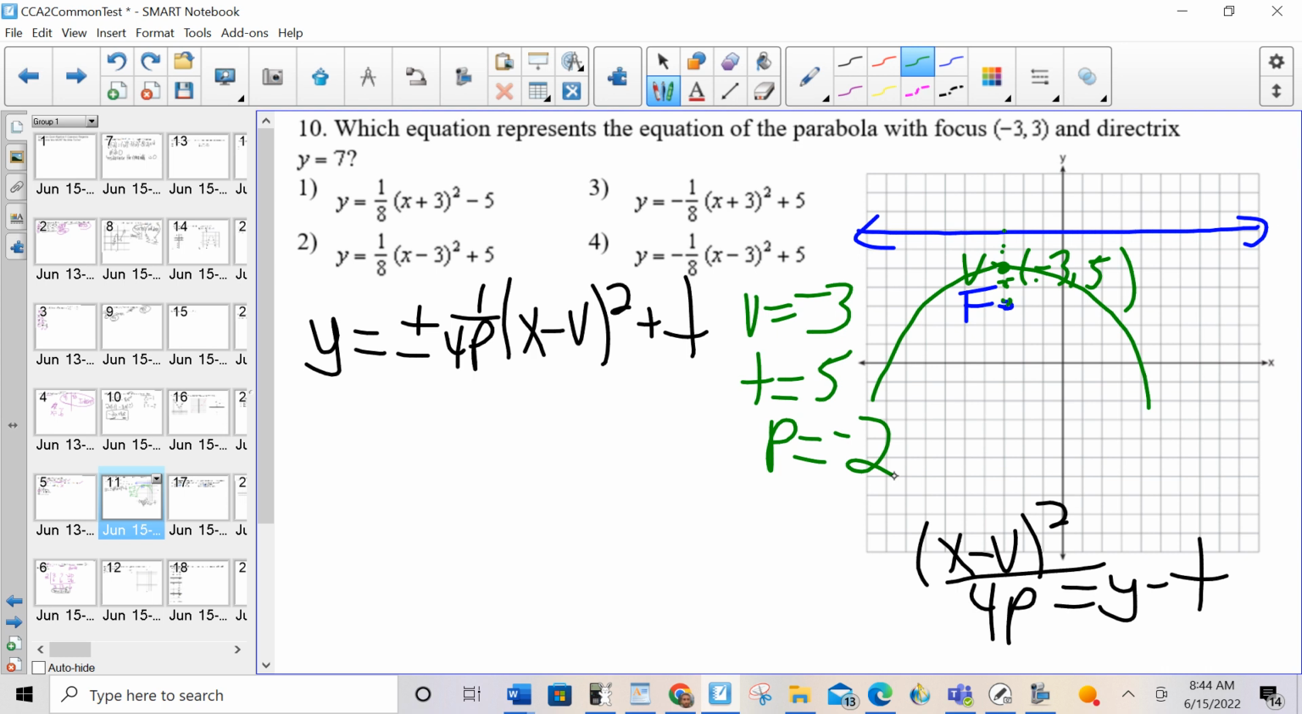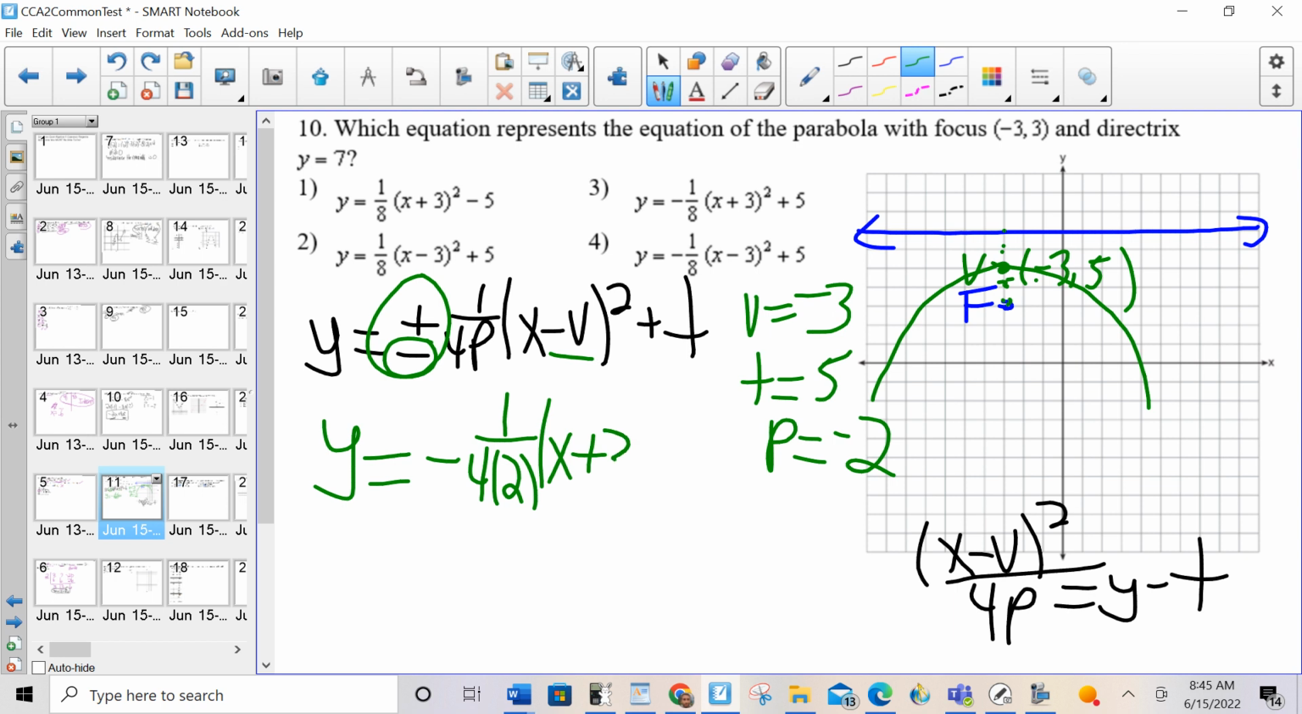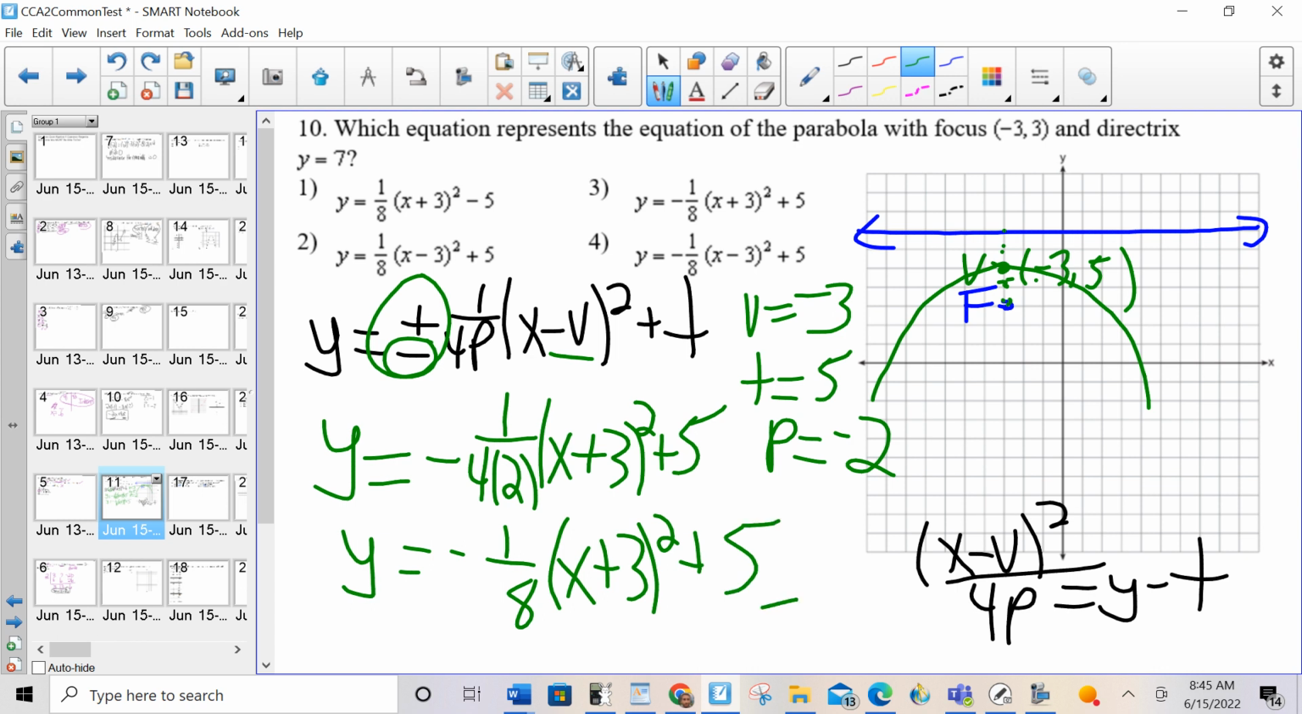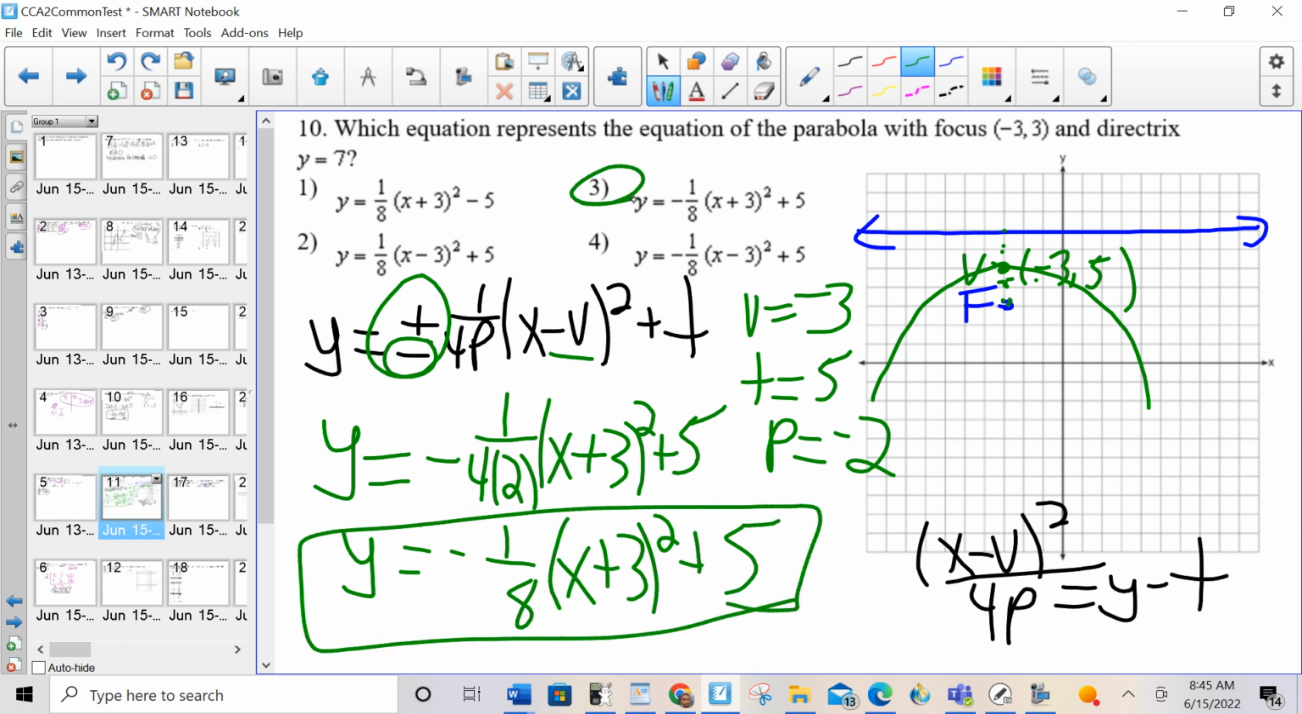Now, I substitute the values in. Now, this plus or minus, I'm kind of in between the two ways. If it opens down, it's going to be minus. If it opens up, it's going to be plus. So, since it opens down, I'm just going to put the negative in front: 1 over 4p. x minus v means change the sign of the x coordinate, plus t means keep the sign of the y coordinate. The only thing I can do is 4 times 2 is 8. That's your answer.